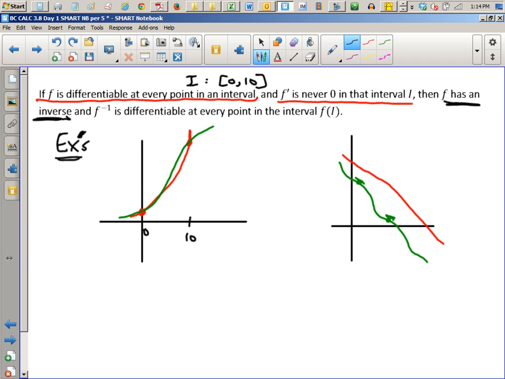Okay? Can someone tell us in their own words what it means? What does it mean for a function to be 1 to 1? For every x, there's one y value. That's the definition of a function. What is a 1 to 1 function?